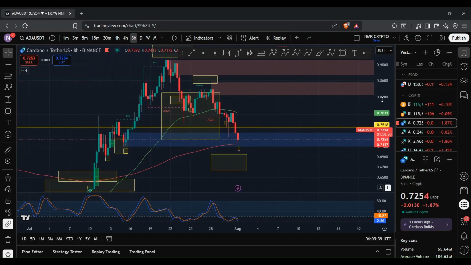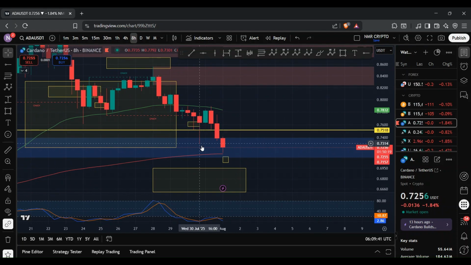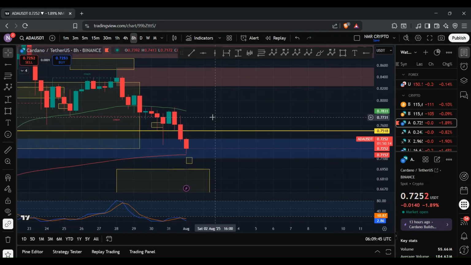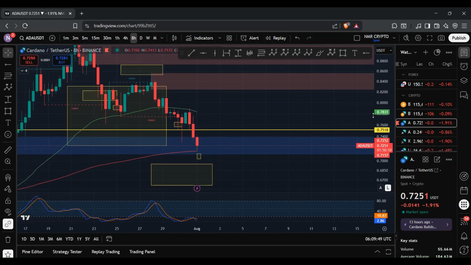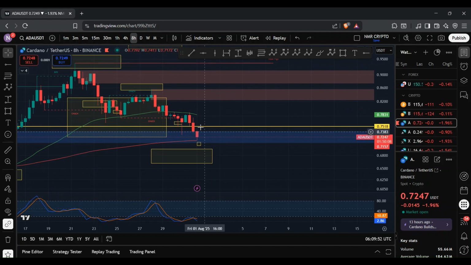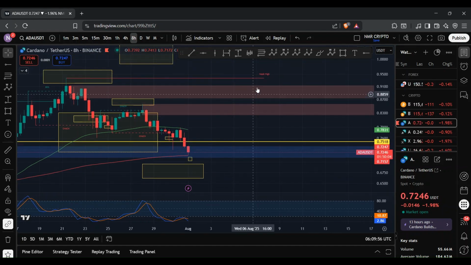So similar to what took place over here, where we saw that wick below the support line, and then we saw that bounce to the upside. But of course, here we ended up getting rejected at the 50 MA because we're bearish. But I am looking out for that push to the upside where we actually break through the 50 MA and continue to see that push to the upside where we then breach past this level here.